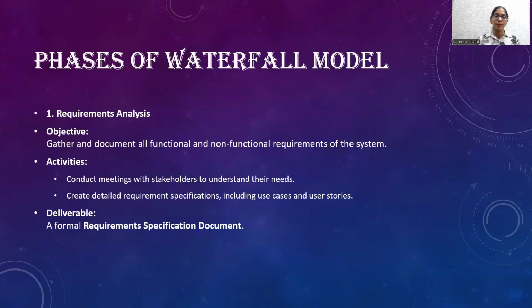So let us discuss the first phase, which is the requirement analysis. Its main objective is to gather and document all functional and non-functional requirements of the system. The key activities are conducting meetings with the stakeholders to understand their needs, and creating detailed requirement specifications including user stories and use cases. A formal requirement specification document is produced.